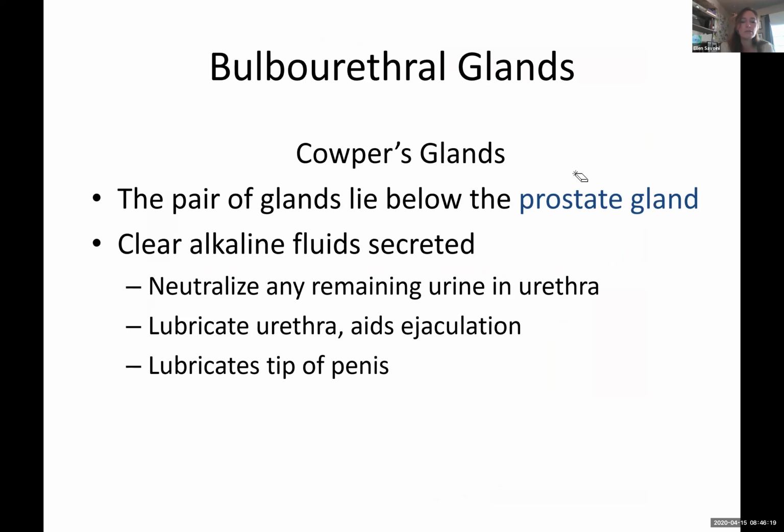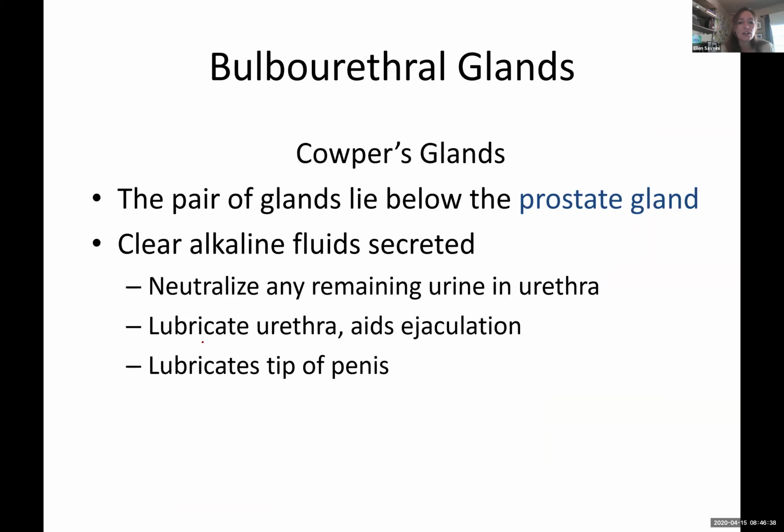Below the prostate, at the base of the penis, between the penis and the prostate, are these Cowper's or bulbourethral glands. They mean the same thing. They secrete an alkaline fluid. Again, I'm trying to protect sperm, but their first fluid secretion is really neutralizing any remaining urine in the urethra.